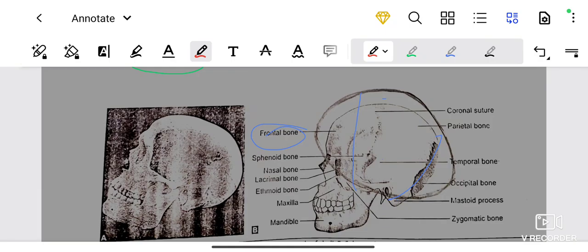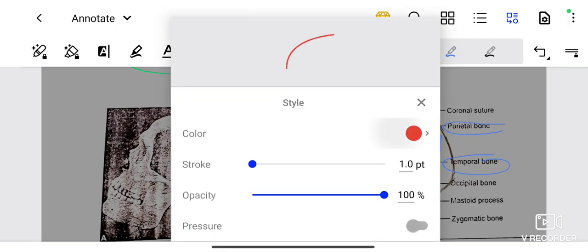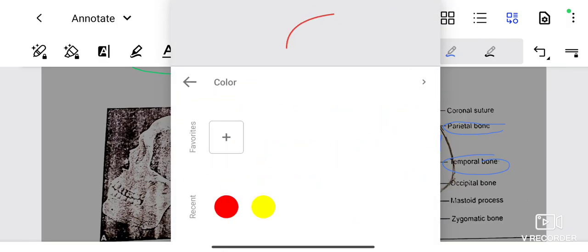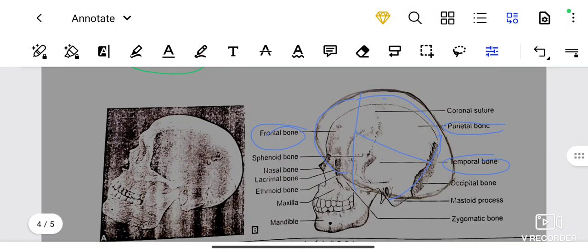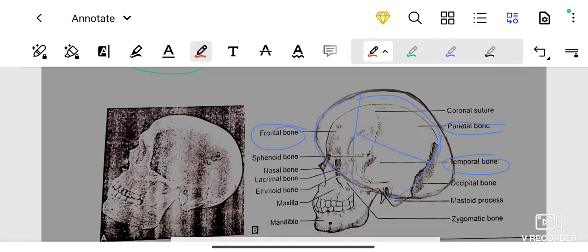This is the temporal bone. This part is the temporal bone, and the parietal bone. This part is the parietal bone, and this part is the frontal bone. This is the frontal view, and this is the parietal bone, temporal bone, and occipital bone. There are 4 types of sutures in the skull. We will discuss them. Here the coronal suture will be present. Here sutures will be present.